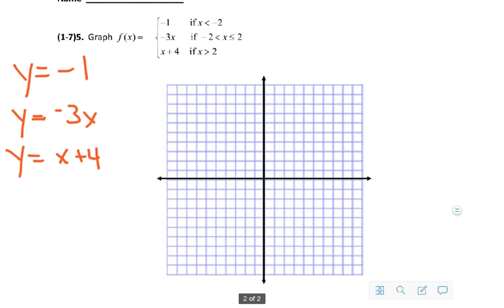The first equation, y equals -1, is a constant function. Because it has no input, every value is an output. Therefore, we say it's a horizontal line. It is the horizontal line through y is -1. The problem is we're not going to look at that entire graph. We're only going to look at the part where x is less than -2.